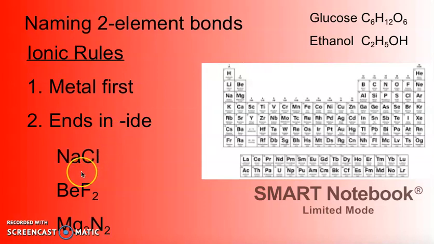Let's say we have NaCl. You say the metal first, which is Na. Cl is the nonmetal. So say sodium chloride. Sodium is the metal. Chlorine should end in -ide. So that is sodium chloride.